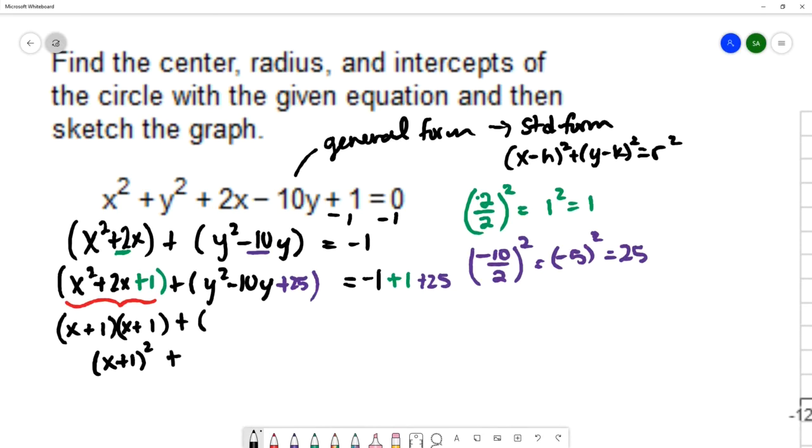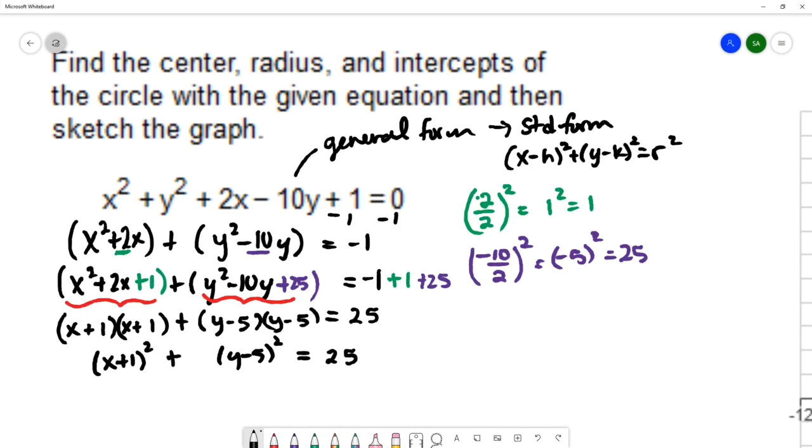The same thing will happen to the y group. When we factor the y group, y squared minus 10y plus 25, we're going to get y times y is y squared. 5 times 5 is 25, and we need minuses there. And we have y minus 5 times y minus 5, which is y minus 5 squared. So that y group factored to a perfect square. And then with our constants, negative 1 plus 25 is 25.